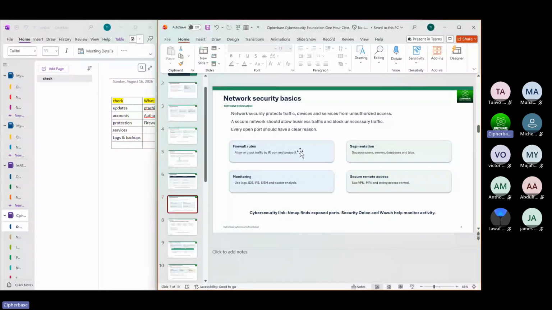As you can see, we already talked about the firewall. I say network security protects traffic, devices, and services from unauthorized access. A secure network should allow business traffic and block unnecessary traffic. Every open port should have a clear reason. For example, if you are using a printer at your workplace, all those things have their own ports. But let's assume they are not used. Maybe they are just open.